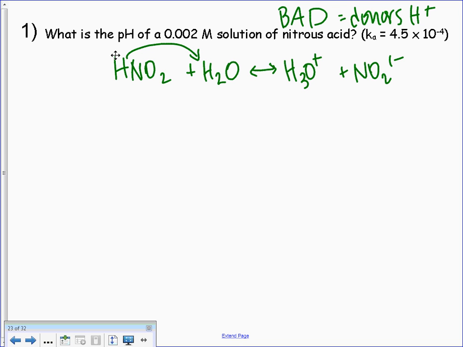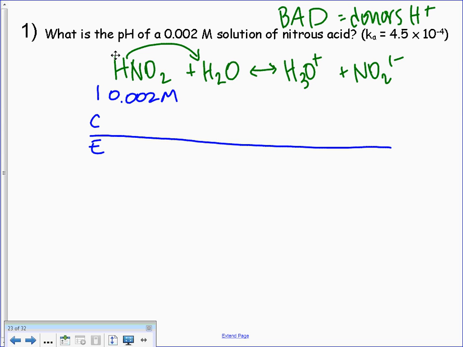Step 2, set up an icebox with initials where we know them. What do we know? Where is that going to go, though? Under nitrous acid. That's the only thing we know right now, right? And does liquid water get involved in this at all? No, it's a pure liquid. I just go ahead and put a scribble through it. It's there simply to help me balance. What do we know about both of our products? 0, 0. Okay.